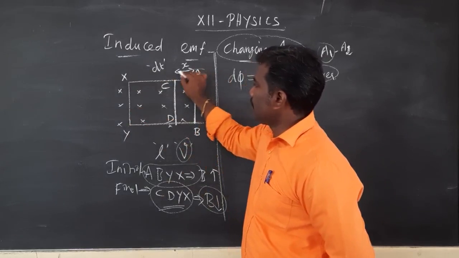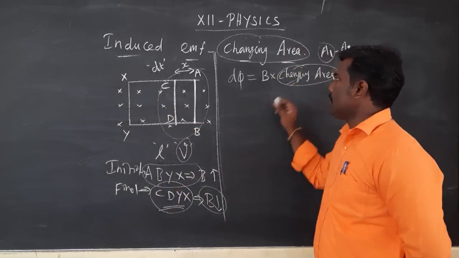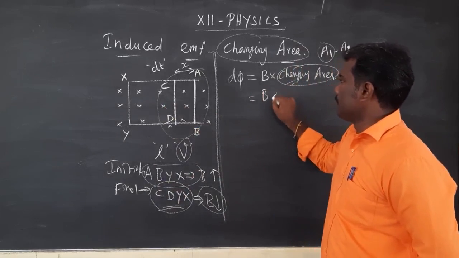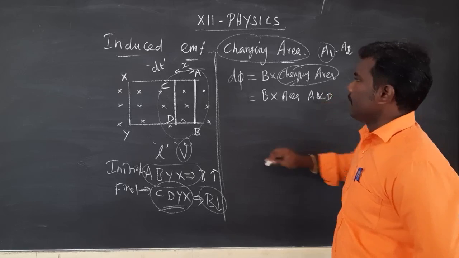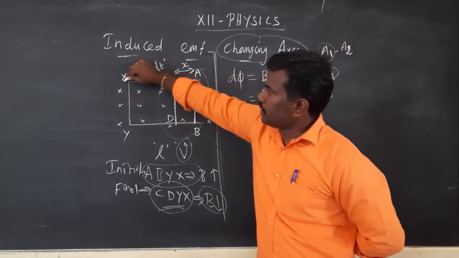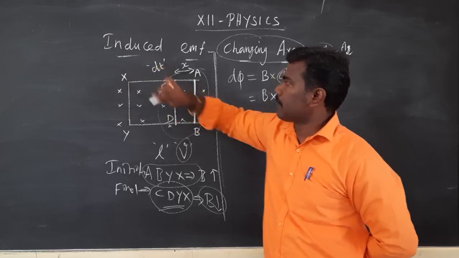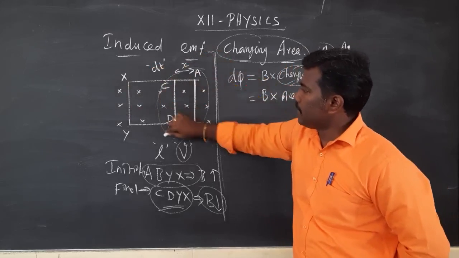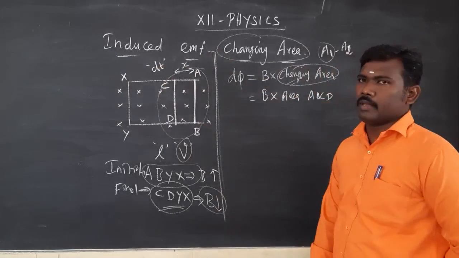We get the area A, B, C, D. The change in area in this case is nothing but the area A, B, C, D. The total area is the initial area, and this one is the final area. If you subtract the final area from the initial area, we get the area ABCD. So the change in area in this case is ABCD.